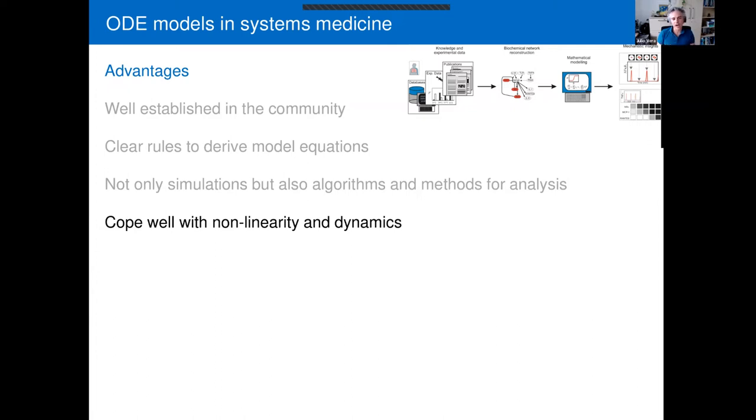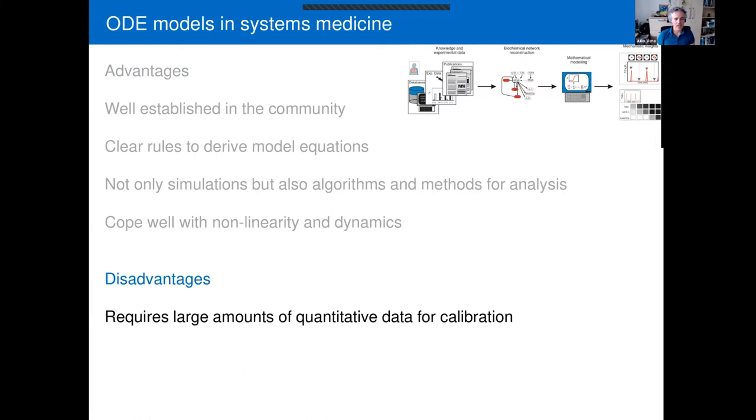And these models are also very good at representing the non-linear behavior you find in this type of molecular circuits, for example, when you have positive and negative feedback loops. They are also very good at representing the time evolution of the system, what I call here dynamics. But they also have some disadvantages.